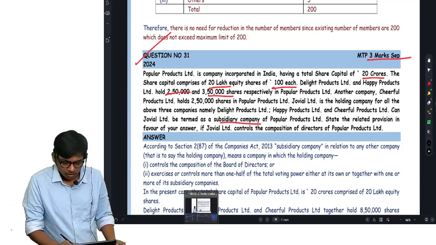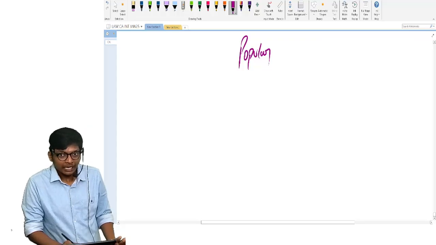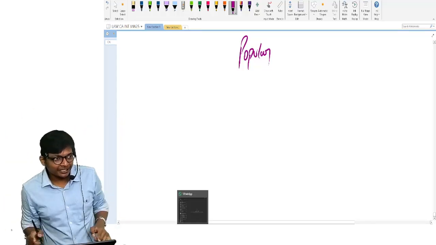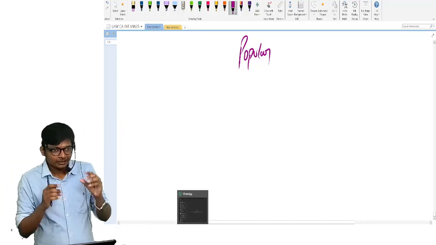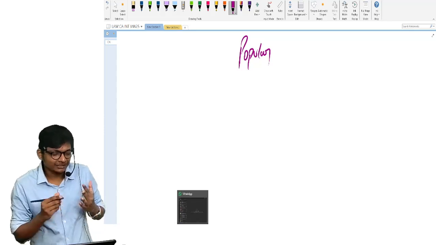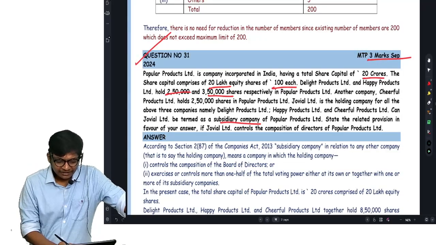Okay, fine. So feel free to draw, but don't draw a diagram over a full page; draw a reasonable size for you to understand the facts. Okay, Popular is a company incorporated in India having share capital of 20 crores.